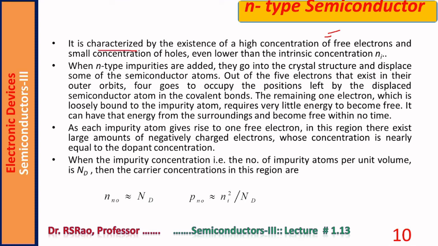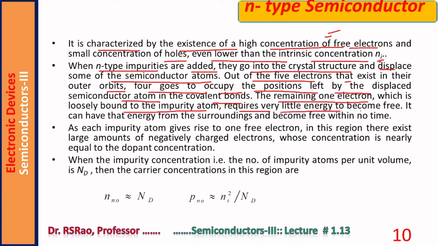N-type semiconductor. It is characterized by the existence of a huge concentration of free electrons and a small concentration of holes, even lower than the intrinsic concentration Ni. When N-type impurities are added, they go into the crystal structure and displace some of the semiconductor atoms. Out of the 5 electrons that exist in their outer orbits, 4 go to occupy the positions left by the displaced semiconductor atom in the covalent bonds. The remaining 1 electron, which is loosely bound to the impurity atom, requires very little energy to make it free. It can get that energy from the surroundings and become free within no time.